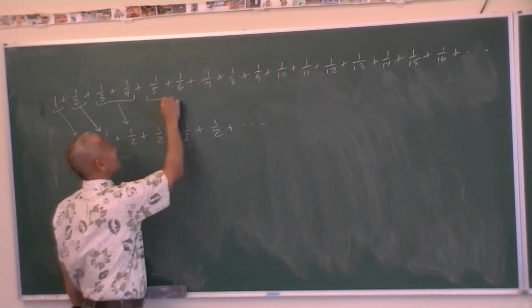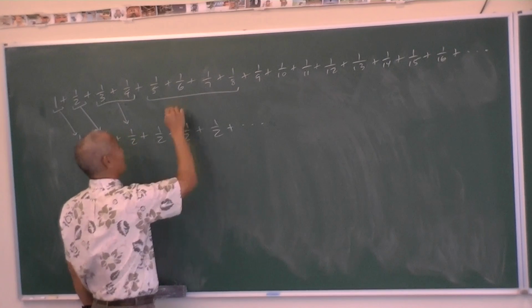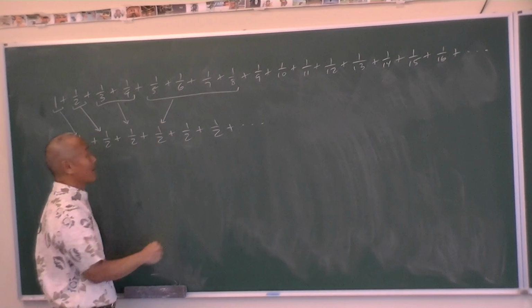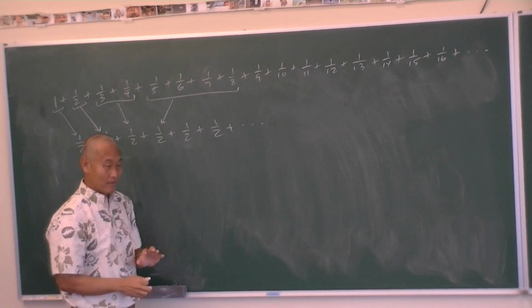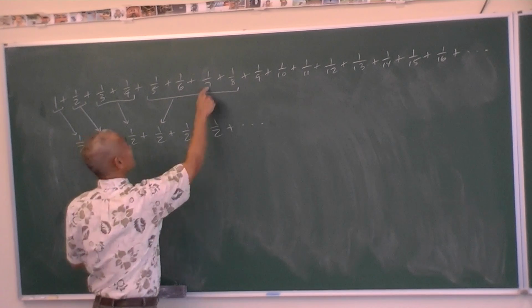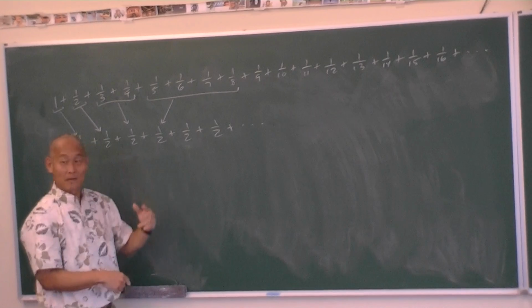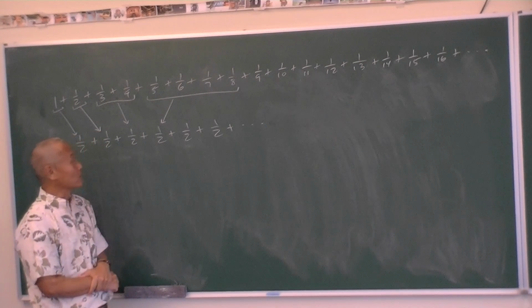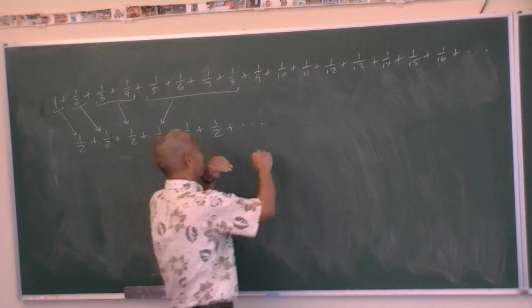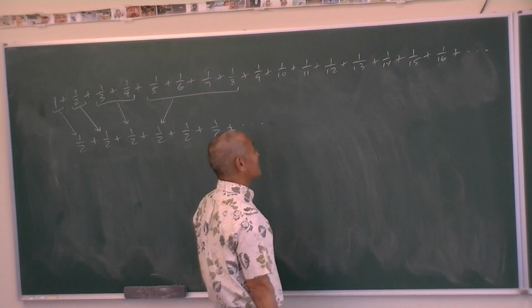Okay, now look at the next 4 terms. By the same reasoning, that's bigger than a half. Because what's 1/8 plus 1/8 plus 1/8 plus 1/8? 1/2. But these 4 numbers are bigger than 1/8, so it's gotta be bigger than a half, right? Catching on? So what's gonna be next? I guess we're not catching on.